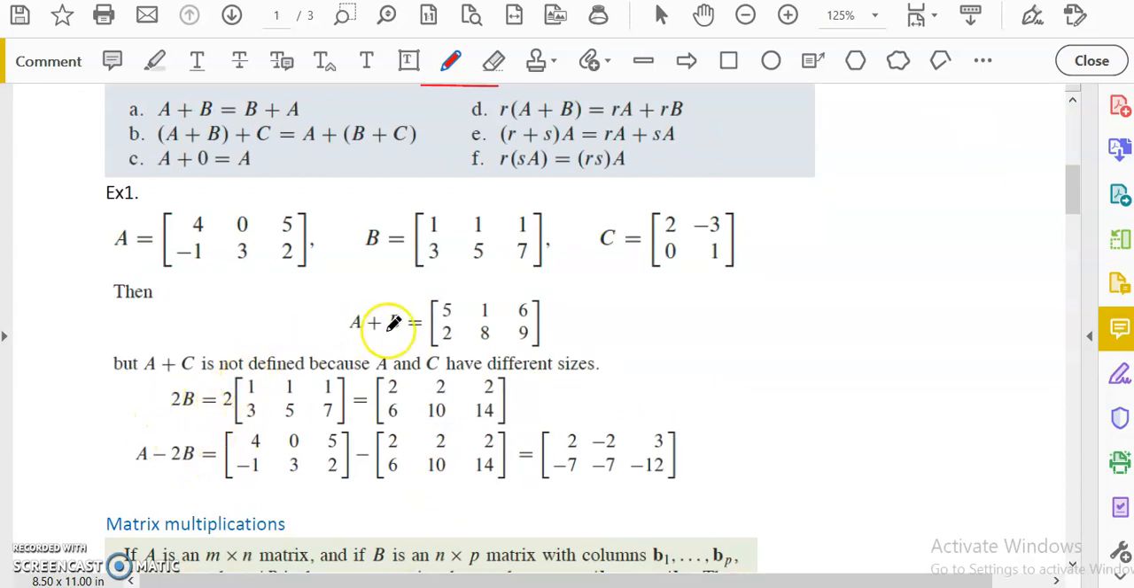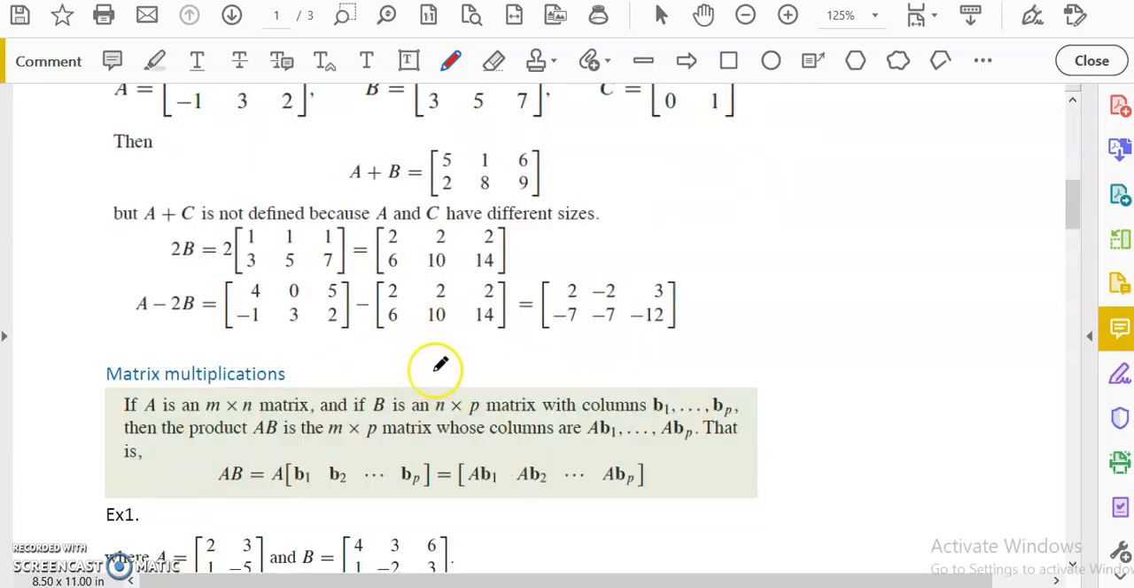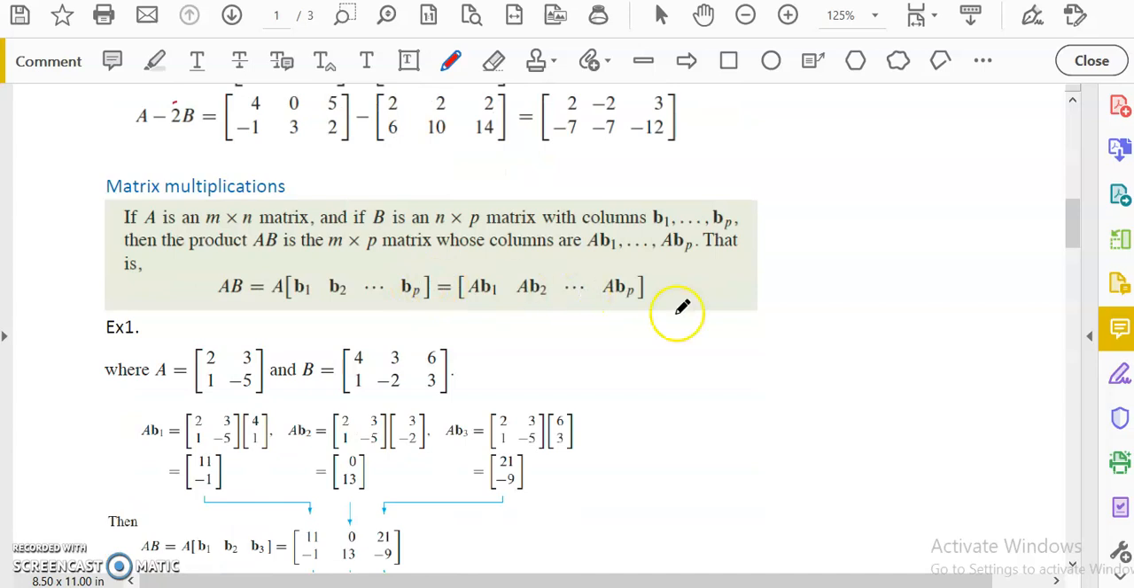For example, you can add A and B together. You add 4 and 1 to become 5. 0 plus 1 becomes 1. 5 plus 1 becomes 6. Negative 1 plus 3 is 2, etc. If you multiply B by 2, you multiply each entry by 2. So 1, 1, 1 become 2, 2, 2. 3, 5, 7 becomes 6, 10, 14. And you can subtract two matrices after you multiply by a scalar. You multiply the entries of B first, and then you subtract corresponding entries.